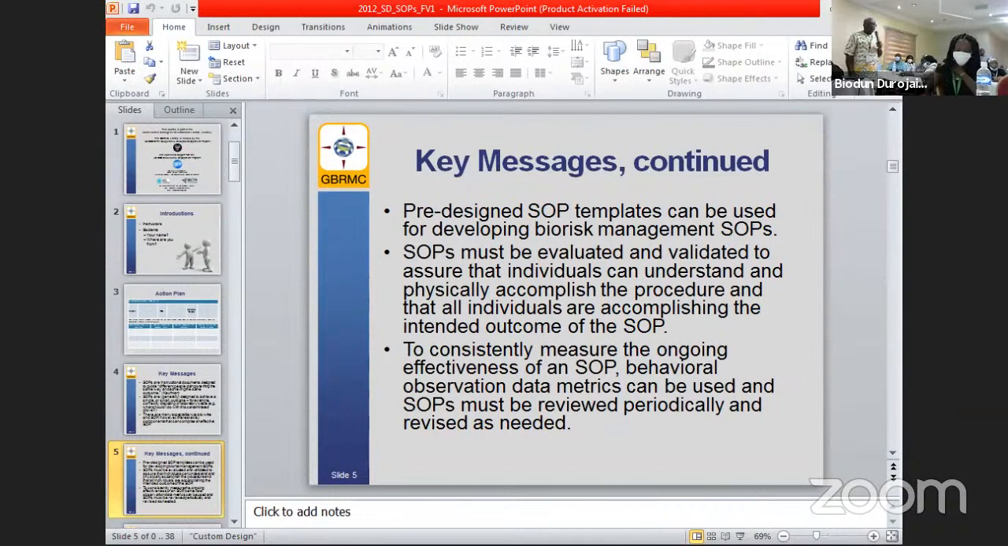Group five. SOPs must be evaluated and validated to assure that individuals can understand and physically accomplish the procedure and that all individuals are accomplishing the intended outcome of the SOP. Now the sixth one: to consistently measure the ongoing effectiveness of an SOP, behavioral observation data metrics can be used, and SOPs must be reviewed periodically and revised as needed.